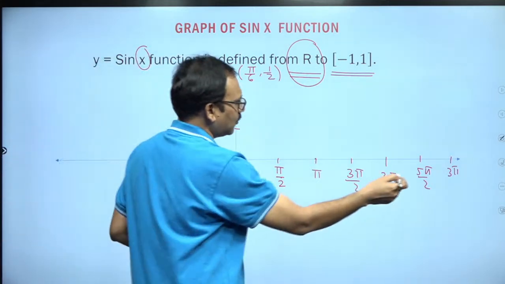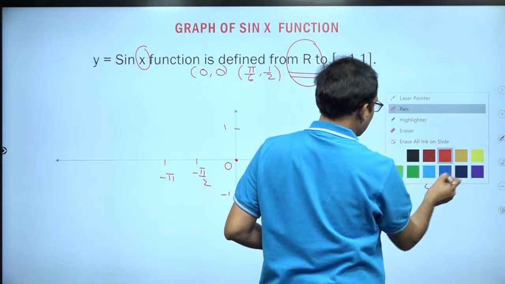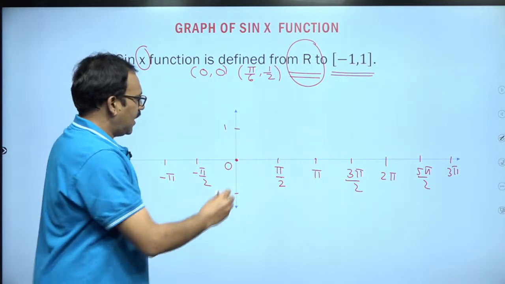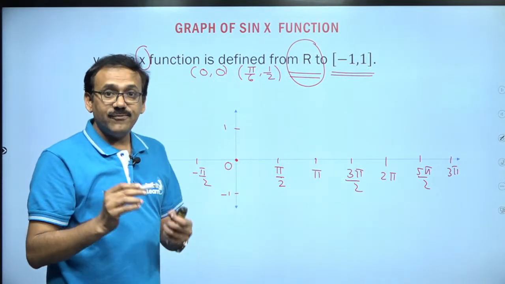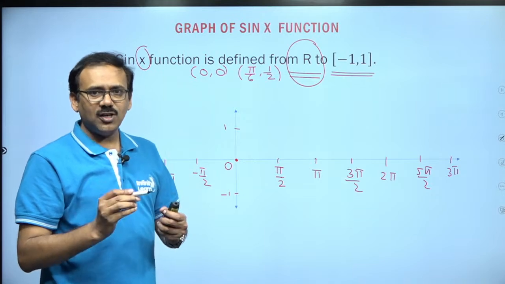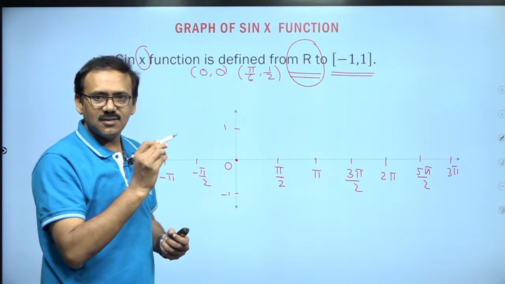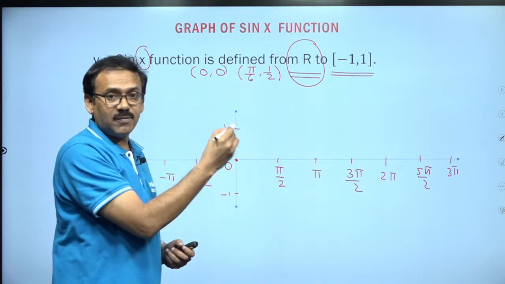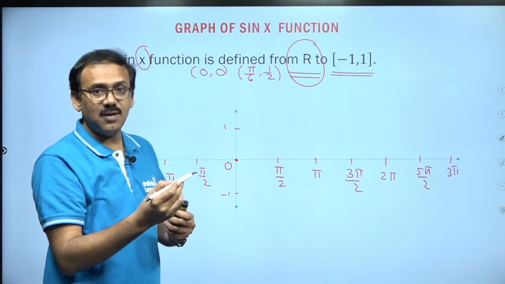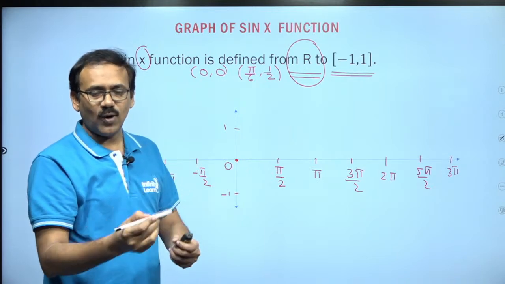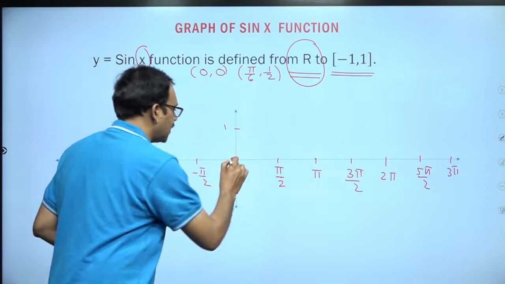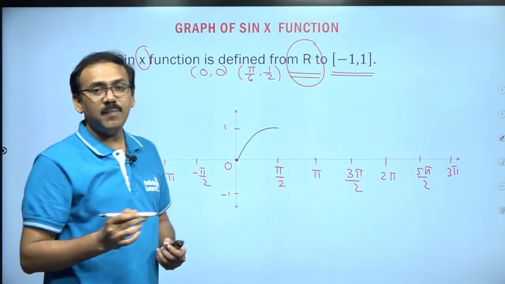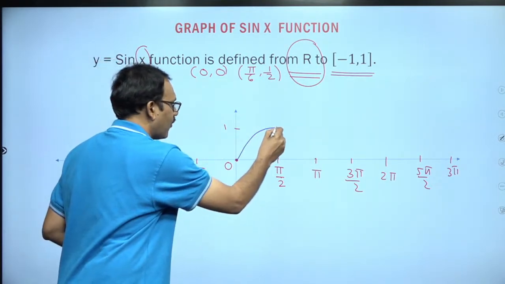Sin 0 is 0. Dear students, let me take some different color here. Okay, let me choose this color. From 0 to pi by 2 we are in the first quadrant. Sine function, you know, sin 0 degrees is 0, sin 30 degrees is 1 by 2, sin 45 degrees is 1 by root 2, sin 60 degrees is root 3 by 2, sin 90 degrees is 1. You know these values. You can observe that sine values slowly increase and at pi by 2 you reach the number 1.